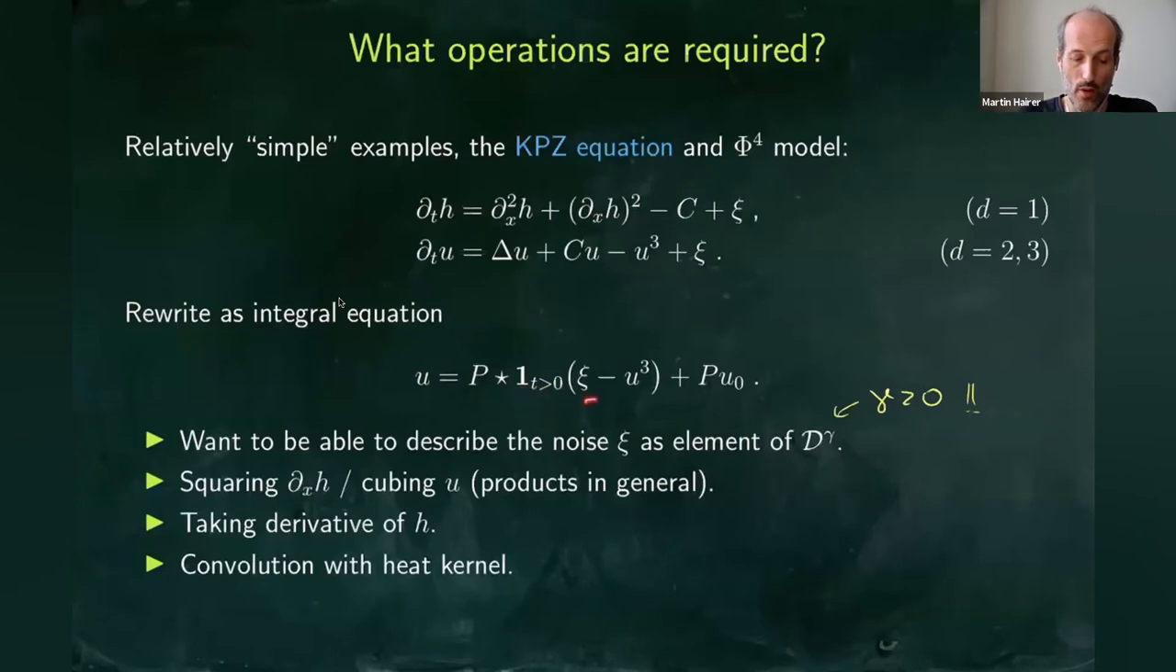Okay, but the other operations are not so clear, right? So it's not clear how to multiply elements in D gamma. I haven't given you a product. Yes. It's not so clear how to interpret the noise. It's not clear how to interpret that convolution operator.